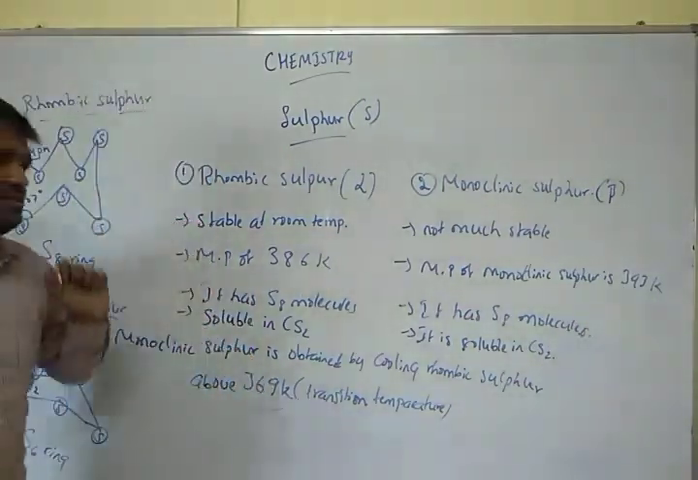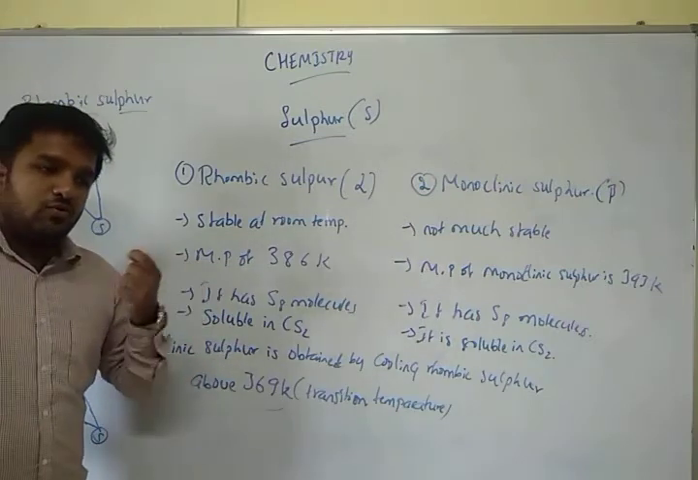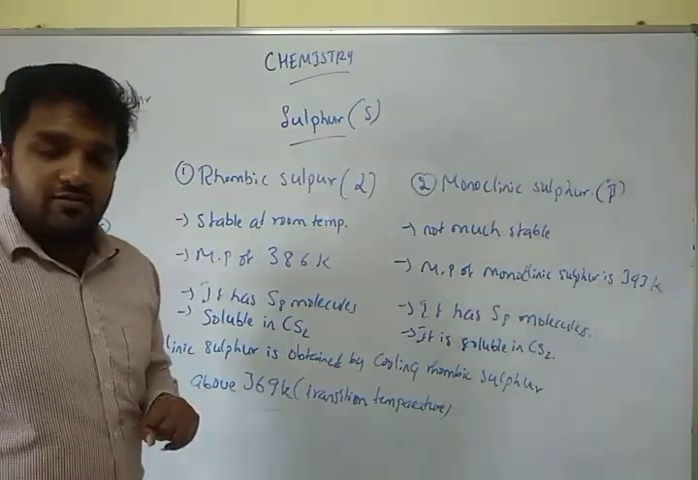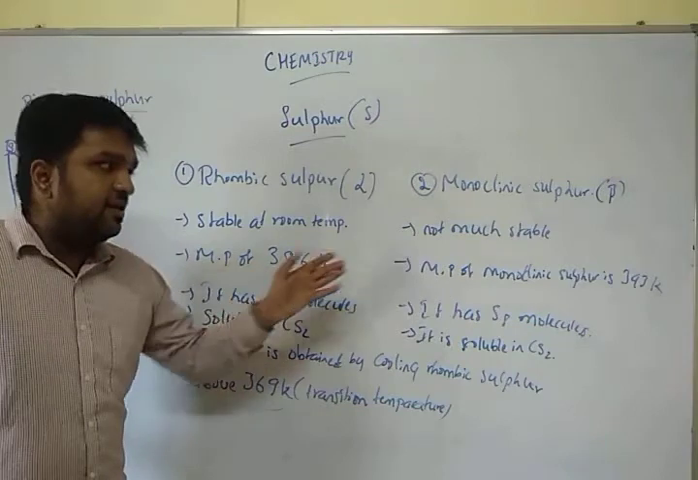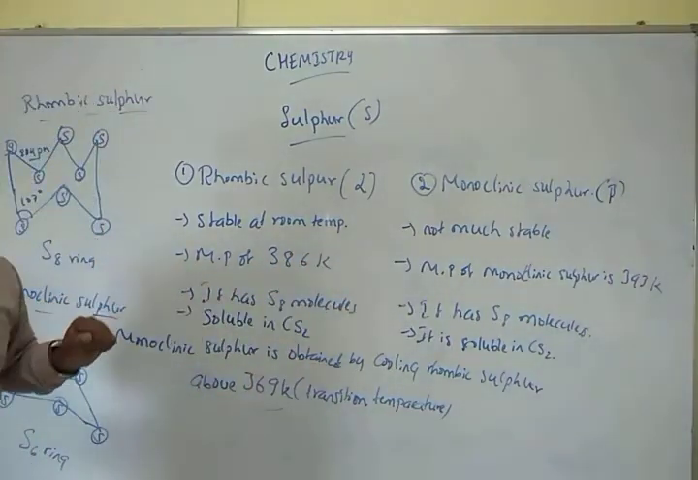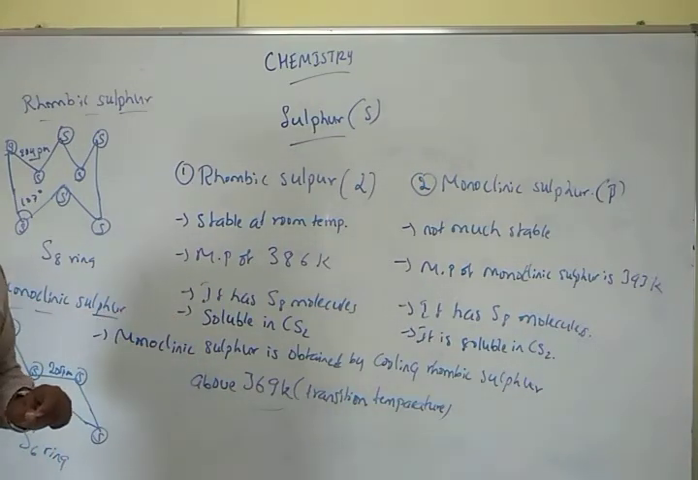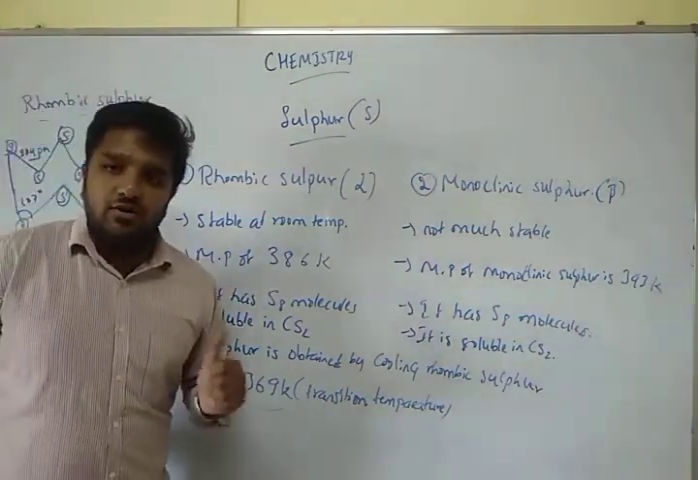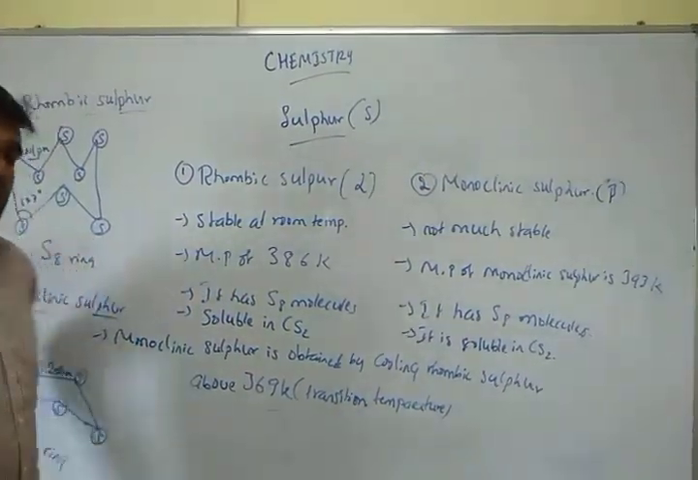First of all, rhombic sulfur is stable at room temperature. You get monoclinic sulfur when you increase the temperature. That means when you heat rhombic sulfur above 369 Kelvin, you will get monoclinic sulfur. The melting point of rhombic sulfur is 386 Kelvin, whereas that of monoclinic sulfur is 393 Kelvin, and both have the same molecular formula. Rhombic sulfur is soluble in CS2, carbon disulfide, but not in water. Similarly, monoclinic sulfur is also soluble in carbon disulfide and not soluble in water.